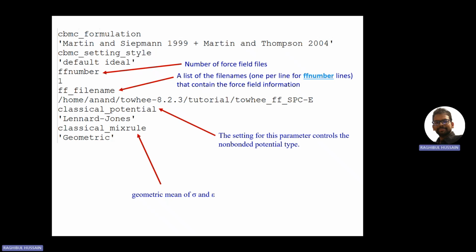You can do this part later also. And this is the name of the force field file. This is the format which Tohi follows: Tohi underscore FF underscore the name of the force field. In this case, we are using one model for water which is known as the SPCE. We will discuss what is SPCE. So you can leave this also, right?